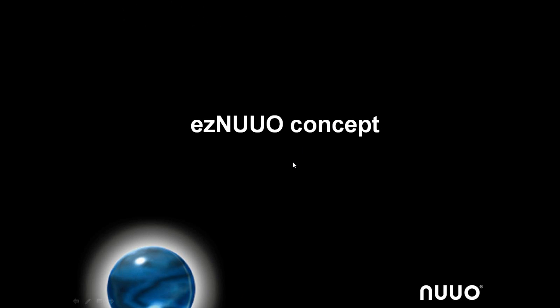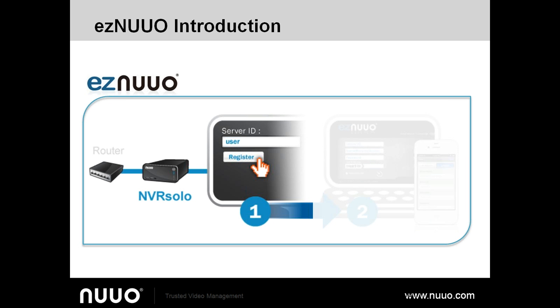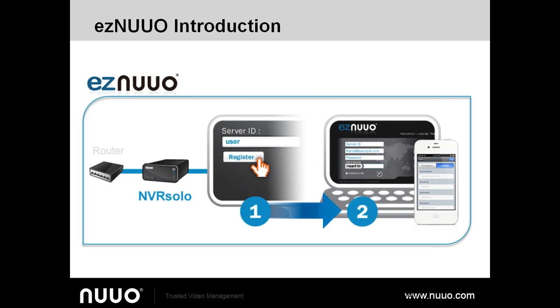Okay, let's start the first topic. I will let you know the Easy NUUO concept. Easy NUUO is designed to truly simplify the process of establishing Internet access to NUUO systems. There is no need for setting up port forwarding or using DDNS service. Simply register a server ID on the setting page, then go to the Easy NUUO website or sign in to the NUUO iViewer app to watch live view and playback from wherever you are.